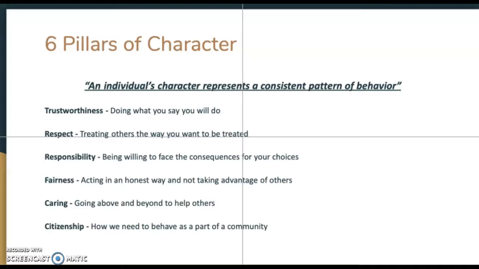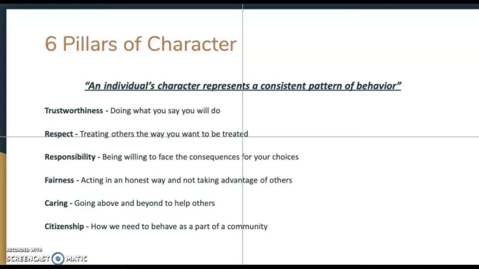So if you tell your parents you're going to unload the dishwasher, they're going to be able to trust that you're going to have that dishwasher unloaded by the time they get home. The second one is respect, treating others the way you want to be treated. Third is responsibility, being willing to face the consequences for your choices.